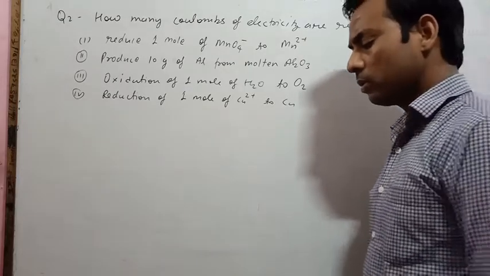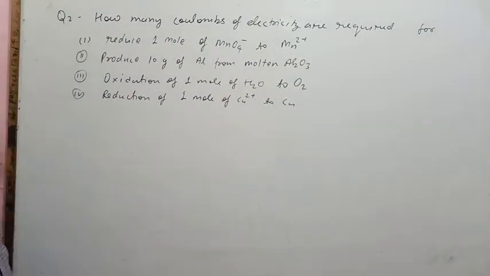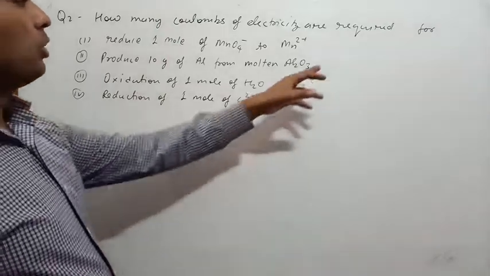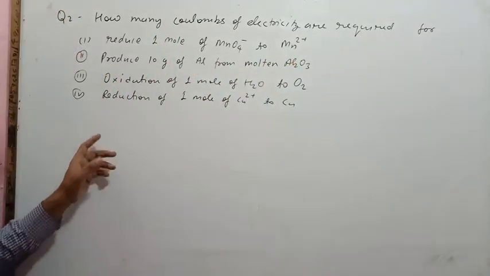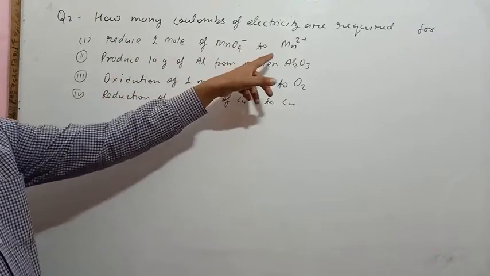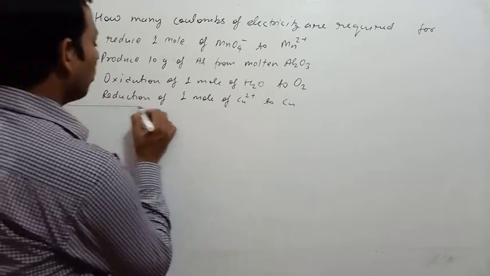Well, students, question number two. It is also related to Faraday's law. How many coulombs of electricity are required for each? The first one given: reduce 1 mole of MnO4 minus to Mn2 plus. It means reduction. So look at how to do it.